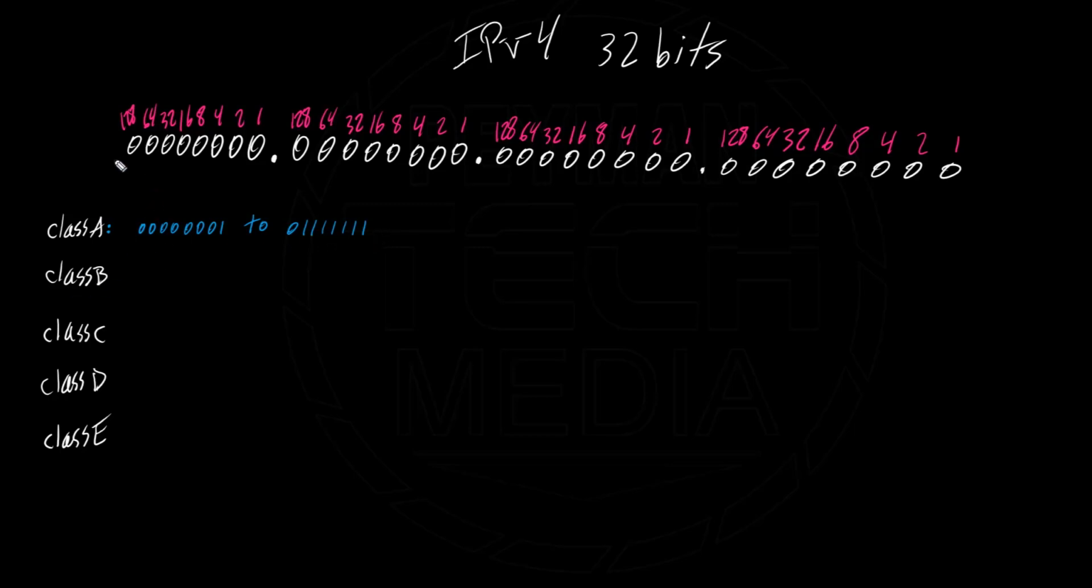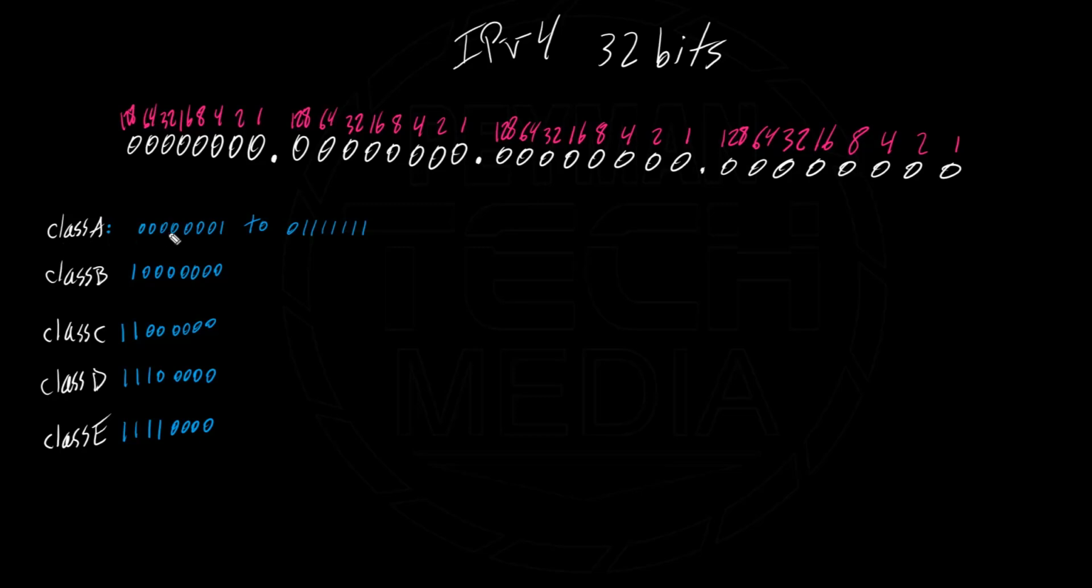For class B, the first octet starts with 1, 0, and the rest 0s. For C, the first 2 bits are on. For D, the first 3 bits are on, and for E, the first 4 bits are turned on.